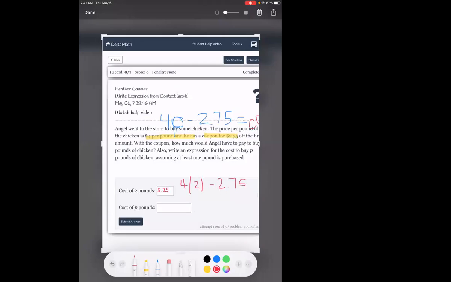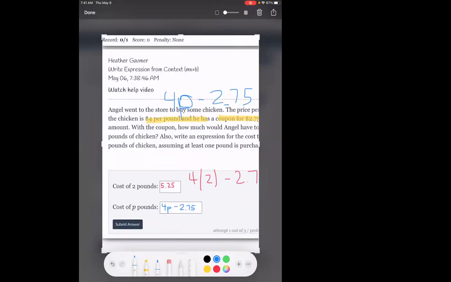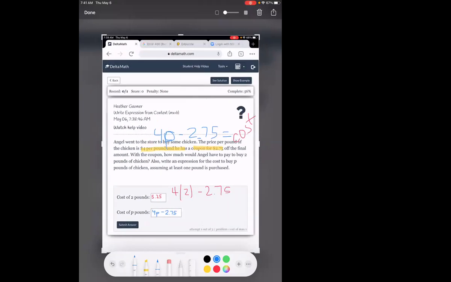Okay. The cost of P pounds is to take the same exact equation and write 4P minus 2.75. So notice what I'm doing here. I'm using actual numbers to calculate a single cost of 2 pounds, but then I'm replacing the 2 with a variable P to come up with the cost of P pounds. Okay, if you don't know what P is, you're going to substitute in the variable.